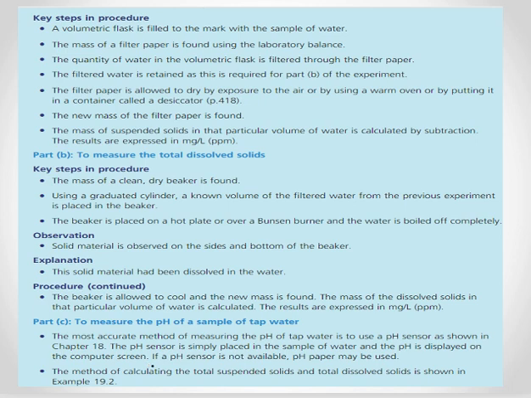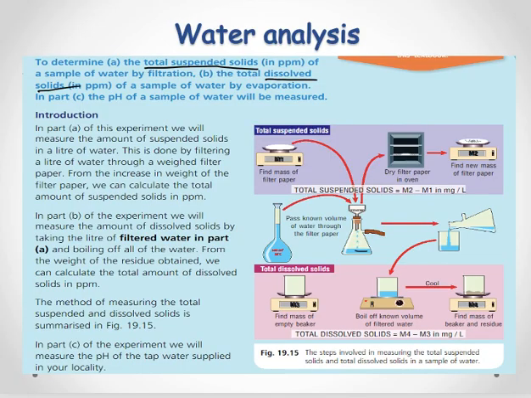So those are three different measures of your water quality. So your total suspended solids, that's the one that you do by filtration. Then total dissolved solids, you do that by evaporating off the water. And then the pH, which you do with your pH sensor.